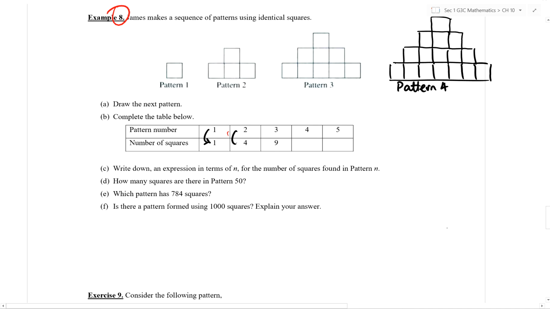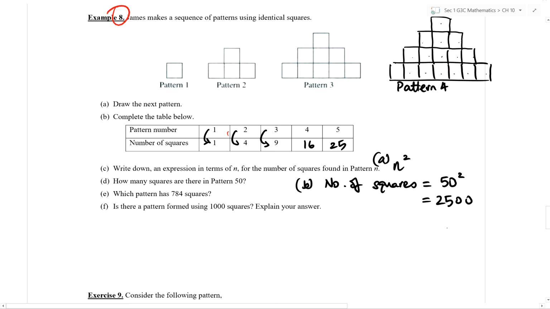We notice that the number of squares will be the square of the pattern number. So this will be 16. 1, 2, 3, 4, 5, 6, 7, 8, 9, 10, 11, 12, 13, 14, 15, 16. This must be 25. So for part C, to write down an expression, this will be n squared. Answer for part A. For part B, number of squares will be 50 squared, resulting in 2500.